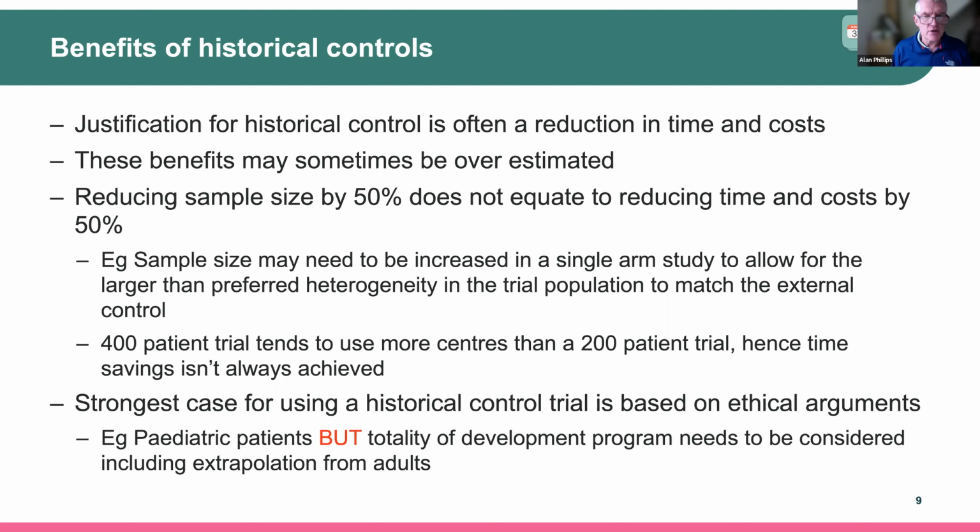The strongest case for using a historical control trial is based on ethical arguments, and that's really where you want to go. So for example, in the pediatric patients that I just did, you might be able to say, well, it's actually unethical to expose too many children. So therefore, I'm going to use historical information from the adults, but that's where you have to take the totality of the development program. Another one might be rare diseases. Ethically, it's a challenge for the rare diseases, etc. So that's another case where you might be able to use historical controls.